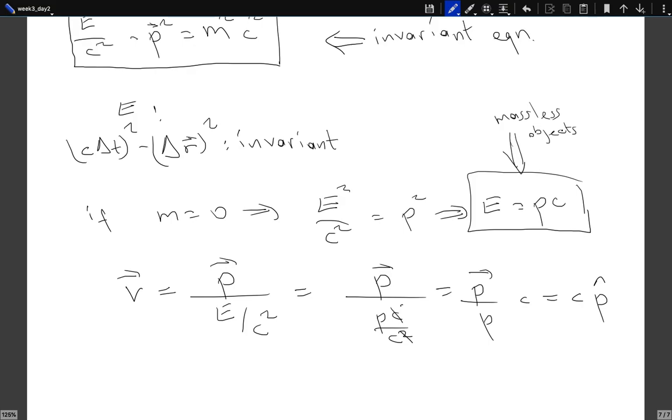Now, the first question, does there exist a reference frame in which the photon is at rest? There is no such reference frame. So the photon can never be at rest. It is always moving with the speed c. So how do you identify this kinetic energy? Well, this is one point of view.